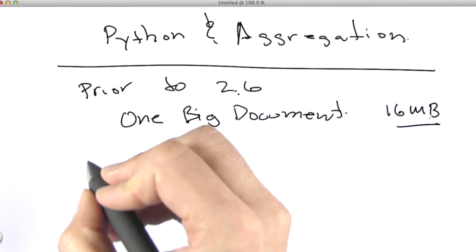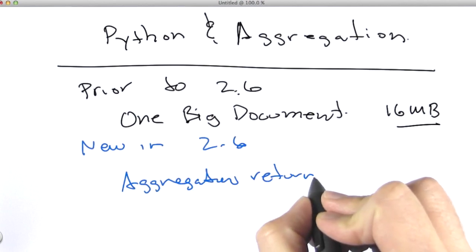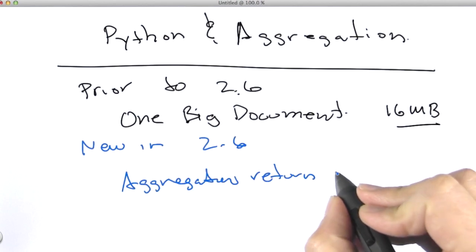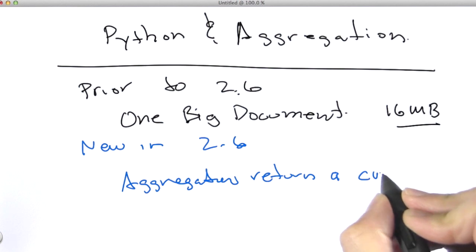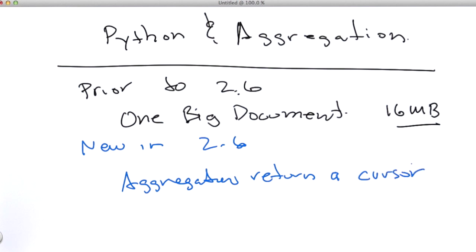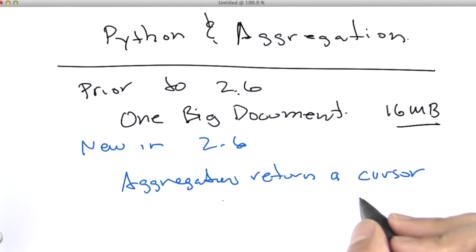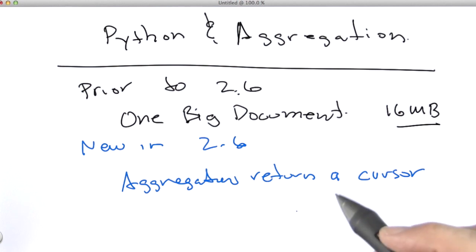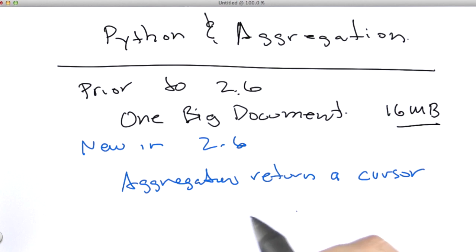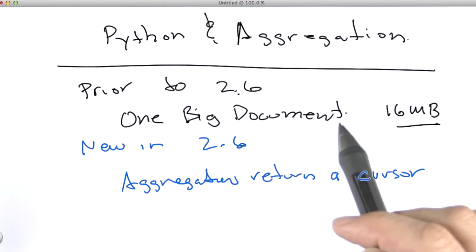And now, new in 2.6, very exciting, is that aggregation can and does, inside the shell, return a cursor. So that's a big difference. And what we've seen inside the shell, of course, is that aggregation does return a cursor and gives you all the documents one after another using an iterator. But prior to 2.6, this was not the way it worked. Prior to 2.6, you got one big document.